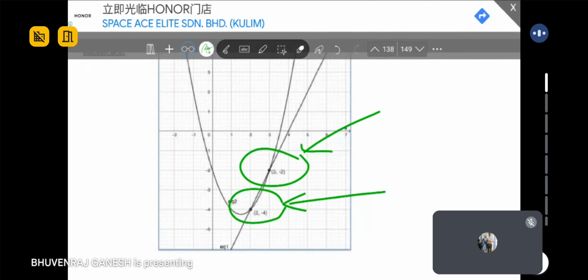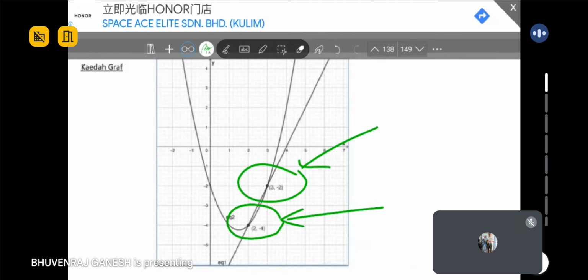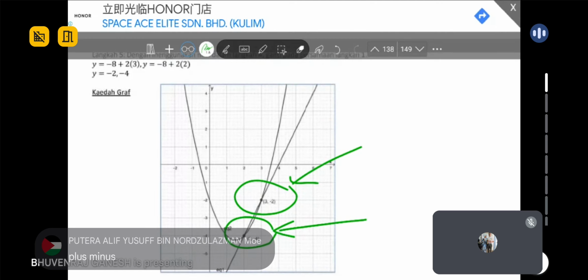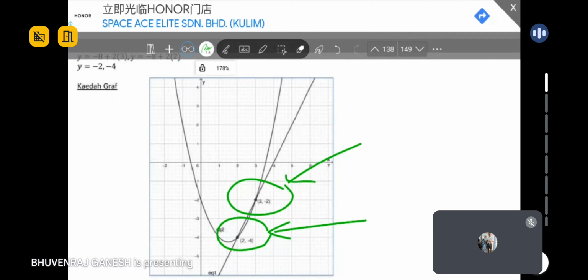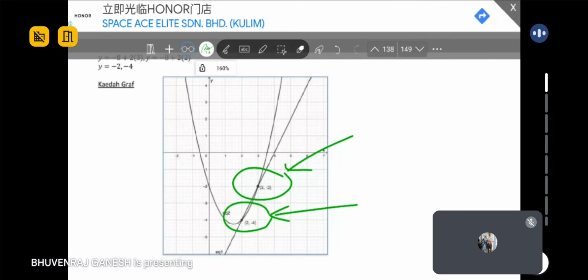Tapi kamu boleh cek guna kaedah manual. Betul kan guys? Kalau ada graf juga, kamu masih boleh kira secara manual ke tepi. Tengok graf kamu logik ke tak? Do you get a logic answer or not?